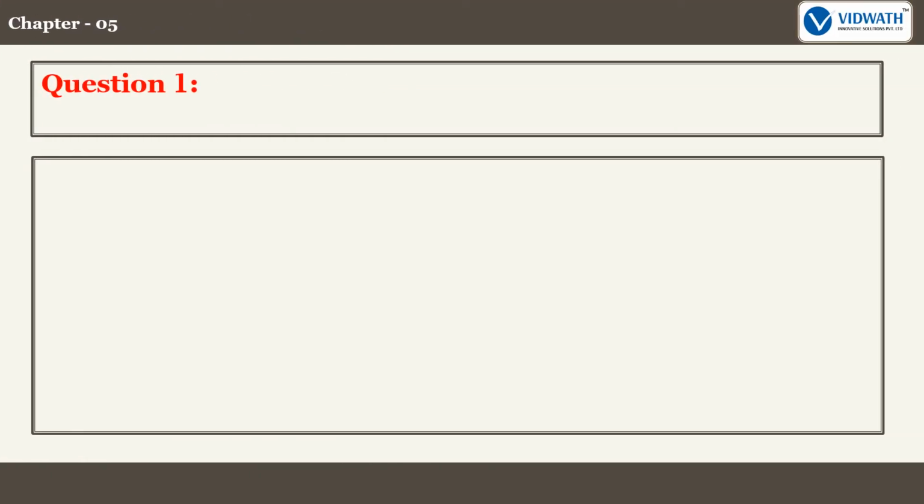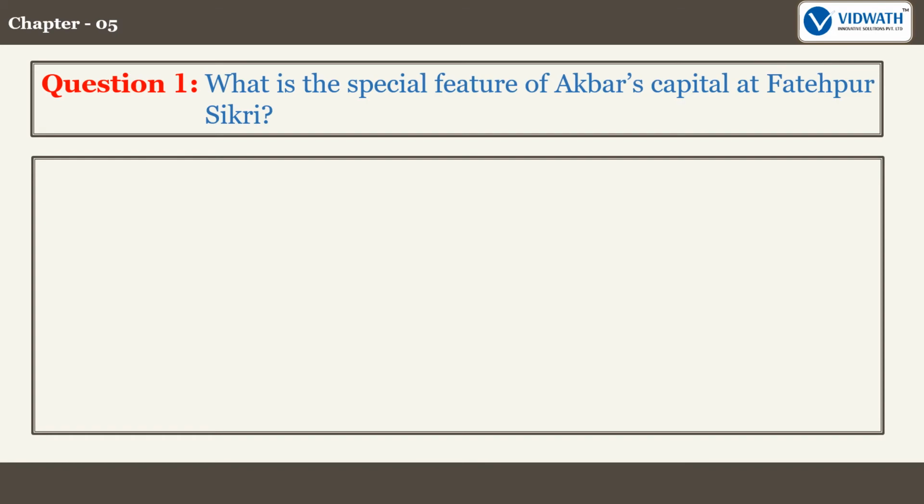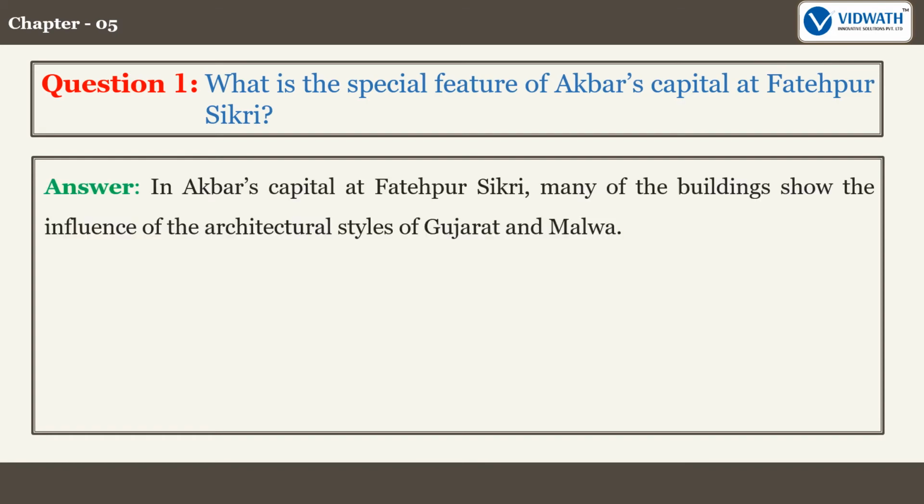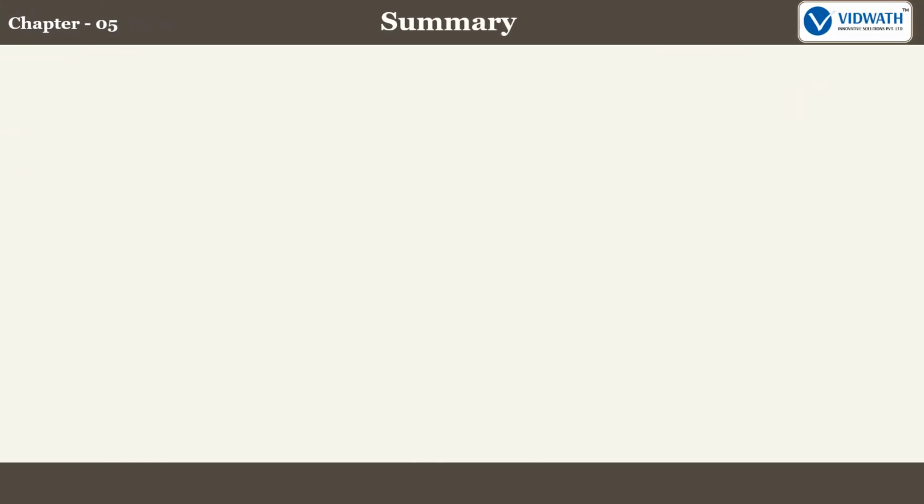Let us now check our understanding. Question 1. What is the special feature of Akbar's capital at Fatehpur Sikri? Answer. In Akbar's capital at Fatehpur Sikri, many of the buildings show the influence of the architectural styles of Gujarat and Malwa. Let us now summarize the concepts we have learnt in this chapter under the following points.